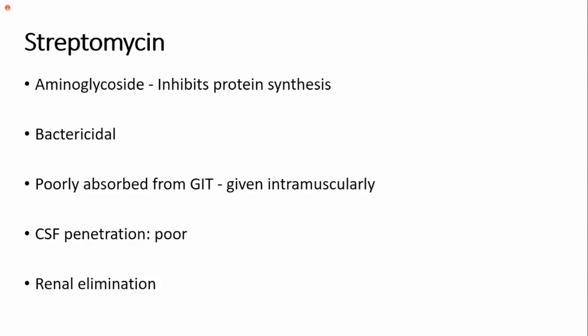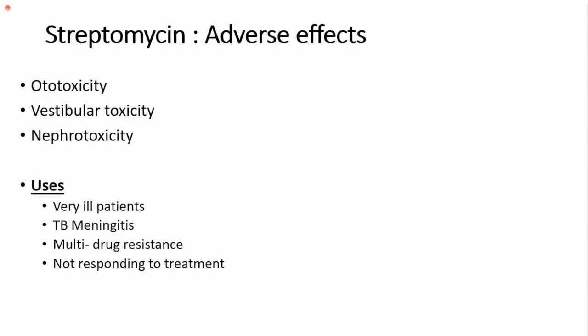As with all aminoglycosides, they are excreted renally. The adverse effects of streptomycin are the common effects of the group of aminoglycosides. You will have ototoxicity manifesting as tinnitus and hearing impairment. You will have vestibular toxicity, with dizziness and vertigo, and also nephrotoxicity affecting the kidneys. We use streptomycin in the treatment of TB meningitis. Sometimes if the patient is very ill with tuberculosis, you might have to use streptomycin. If the patient has multi-drug resistant instances, you might use it. And if it's not responding to the conventional treatment, we might have to use streptomycin.